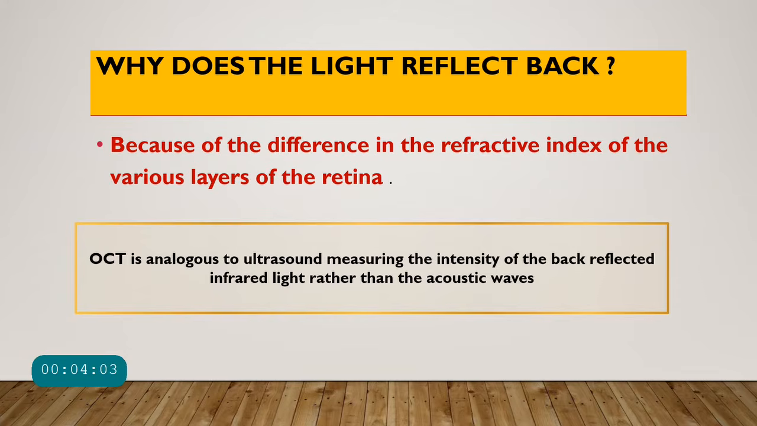It happens because of the difference in the refractive index of various layers of the retina. Since the refractive index is not the same, the light is going to get reflected back and backscattered, and that is what we are actually measuring.